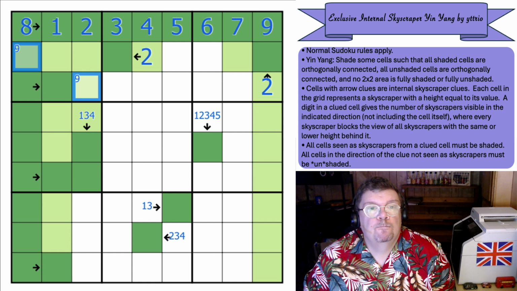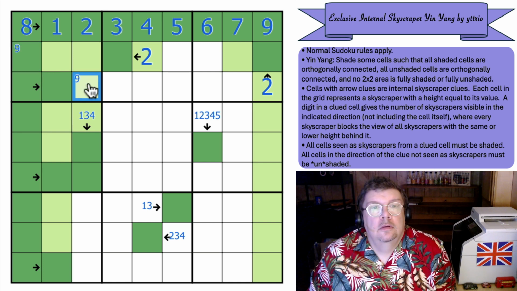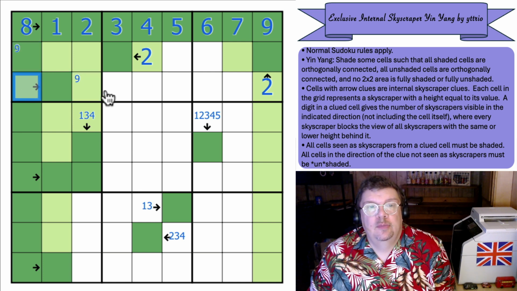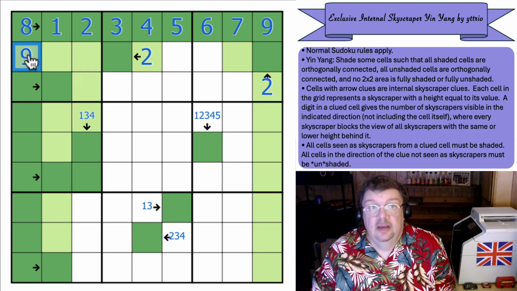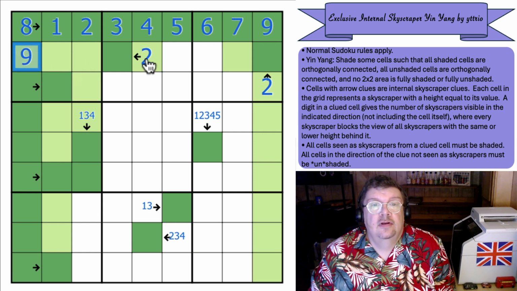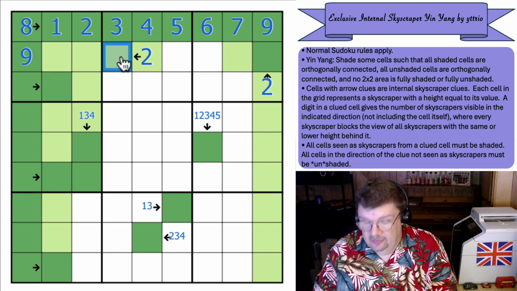Okay. Oh, but 9 can't be here because this would be pointing at it, and it would have to be shaded. So that's not a 9. This is a 9. That 2 clue means that this digit has to be larger than both of those. And they're a minimum of 3 and 4. So this is at least a 5. Can't be a 5 by Sudoku, so that's 6, 7, or 8.